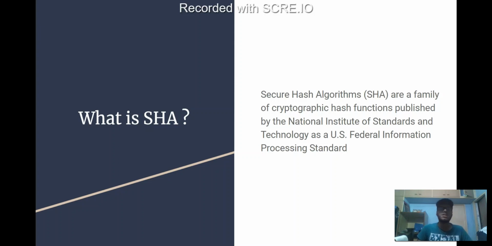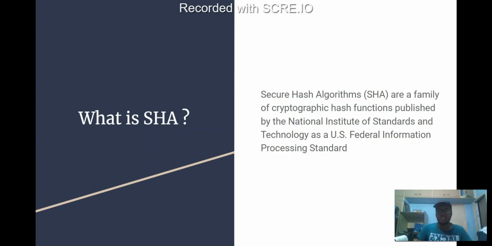SHA-0 is the initial SHA, which was developed in the 1990s and it was immediately discontinued as a significant flaw was discovered by the US National Institute of Standards and Technology, and it didn't cause lots of problems.